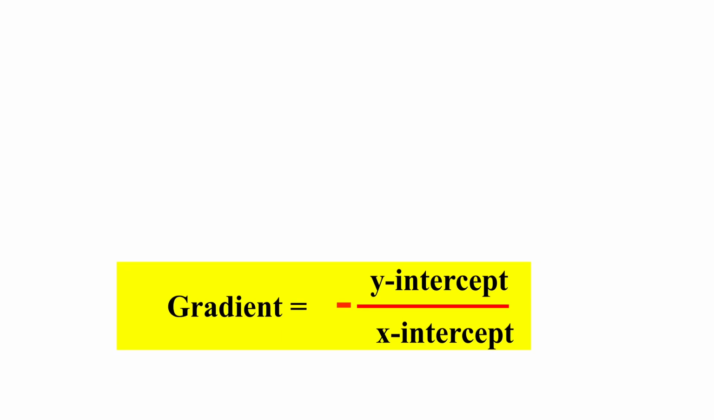By using the other formula, which is called the intercept form, for a straight line that intersects the x-axis and the y-axis, we can use this formula. It connects the gradient to the y-intercept and x-intercept. The formula is gradient equals negative y-intercept over x-intercept. Make sure you put the negative. Okay, let's proceed to the next question.